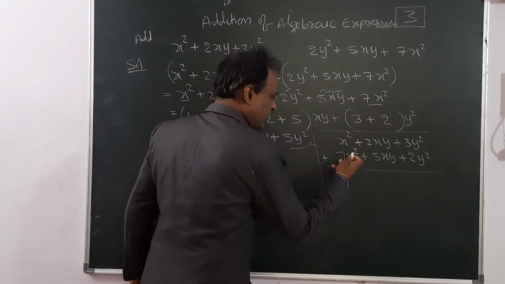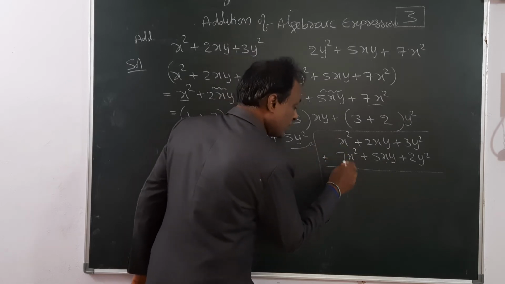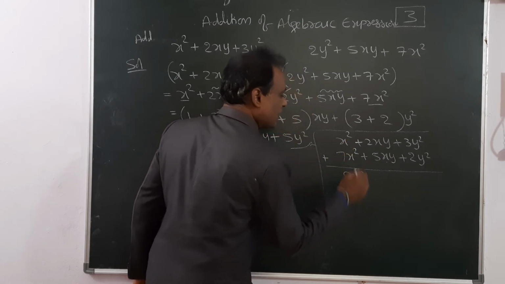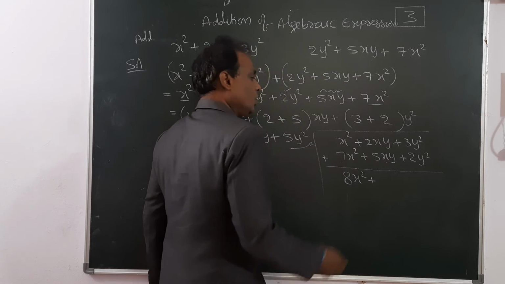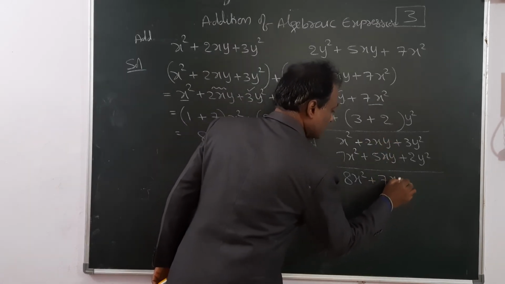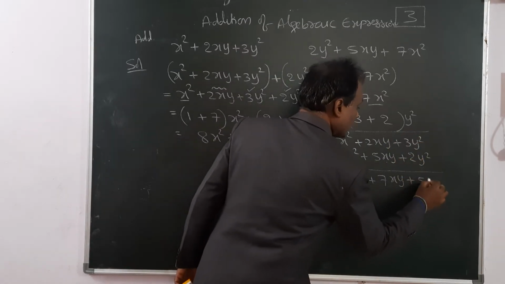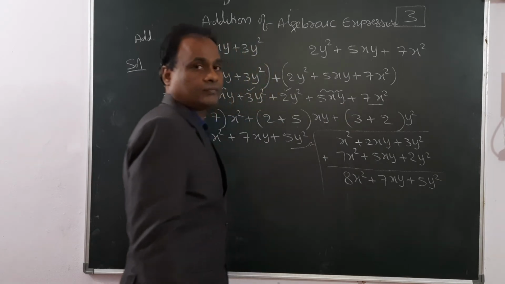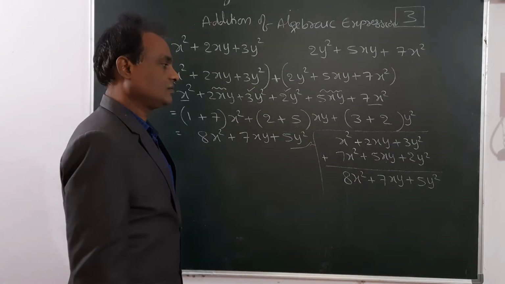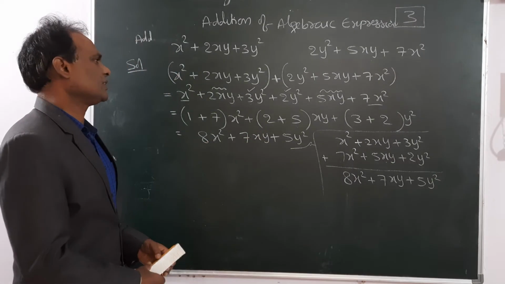X square plus 7x square. If nothing is there, this is 1x square. 1x square plus 7x square is 8x square. 2xy plus 5xy, 2 and 5, 7xy. 3y square plus 2y square, 2 plus 3, 5y square. Like that. So any method we can add, you can adopt. You can practice any method.